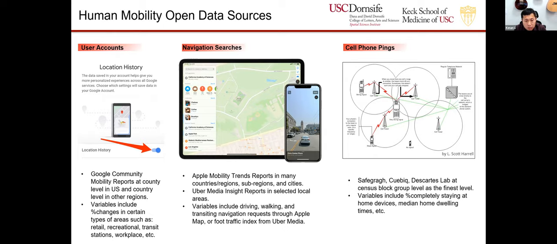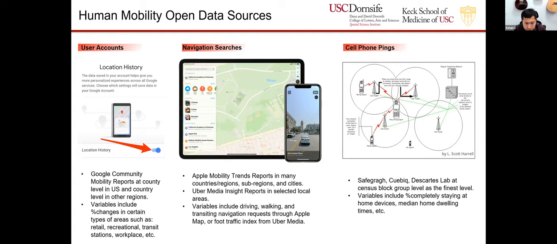For example, Apple mobility trend reports, also at the sub-region or city level, offer us the navigation searches in Apple Maps. So this is also not the actual location of the device, but it is the navigation usage of Apple Maps. This is also a good proxy of human mobility that we can use to indicate human behavior during this period.